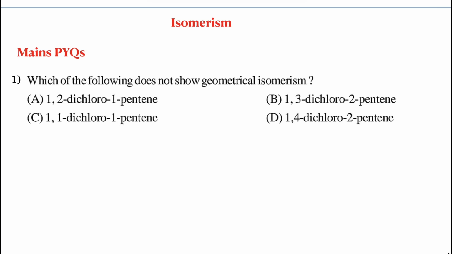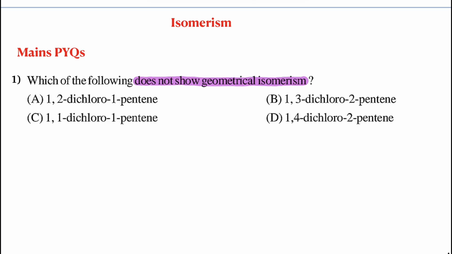In this video, I am going to discuss some PYQs of isomerism. So this is part 1. Here the first question is, which of the following does not show geometrical isomerism? He has given 4 compounds.